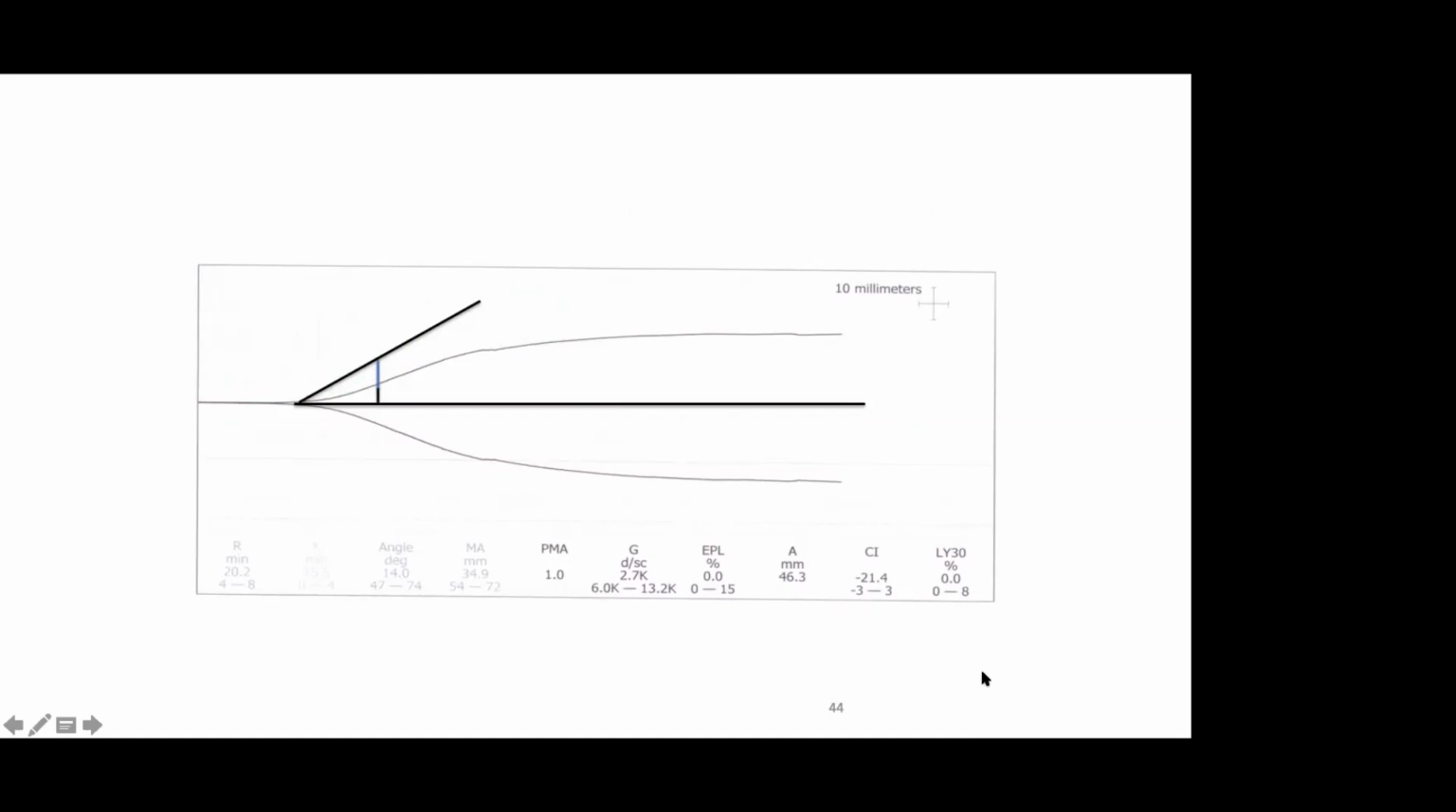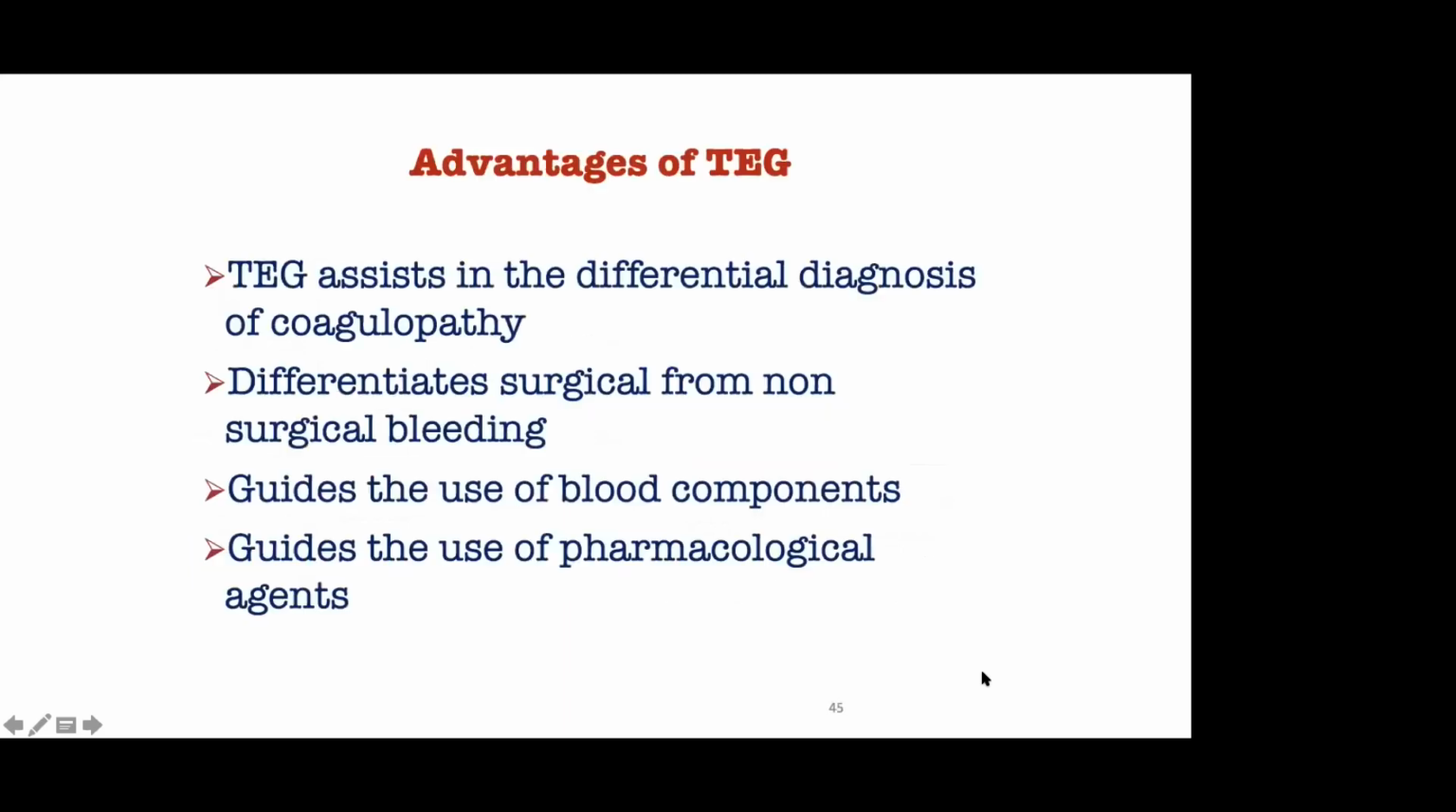We can see that R is prolonged, K is prolonged, the angle is low, MA is 34, and PMA is 1. This means it is a very early stage. Once the amplitude is only 5 millimeters, we can predict how this trace is likely to be.